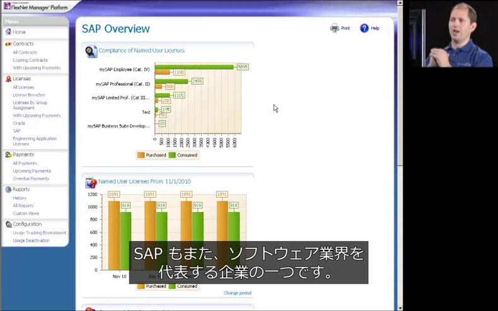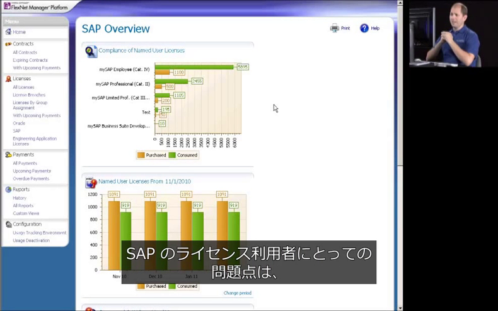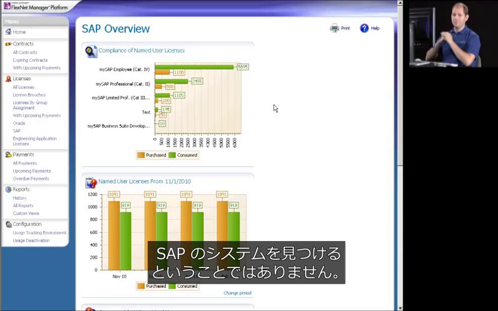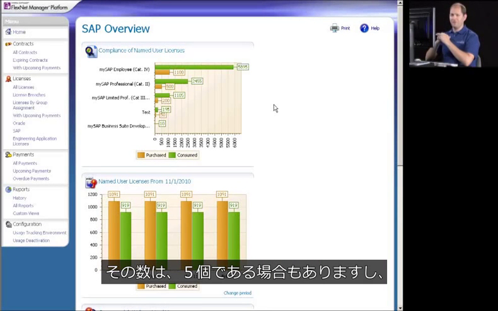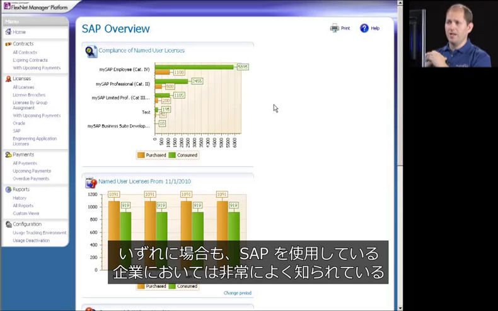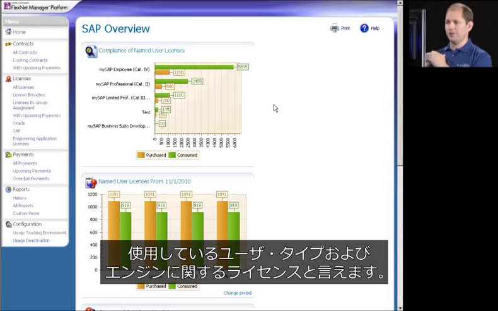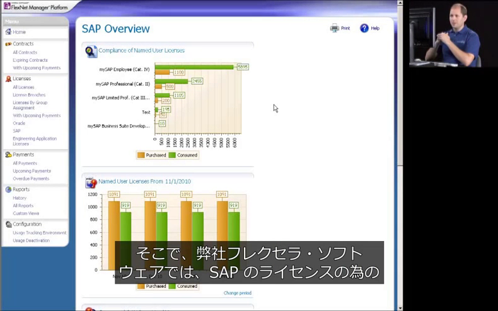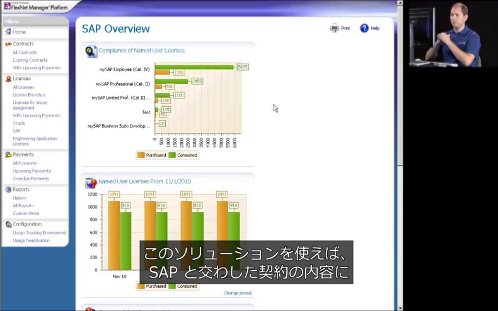SAP is another very large software vendor who have very many important software licenses. And so for any SAP customer, the challenge at licensing is not just around finding all the SAP machines, because usually these are very simple to find. There might be 5, there might be 100, but they're very well-known systems in any organization using SAP. So the big challenge in SAP is the named user types that they're using within SAP and any engine licenses they may also be using. What FlexEra software can do with SAP is within SAP itself, we can track, assign, and manage the user types according to the contract that the customer has with SAP.